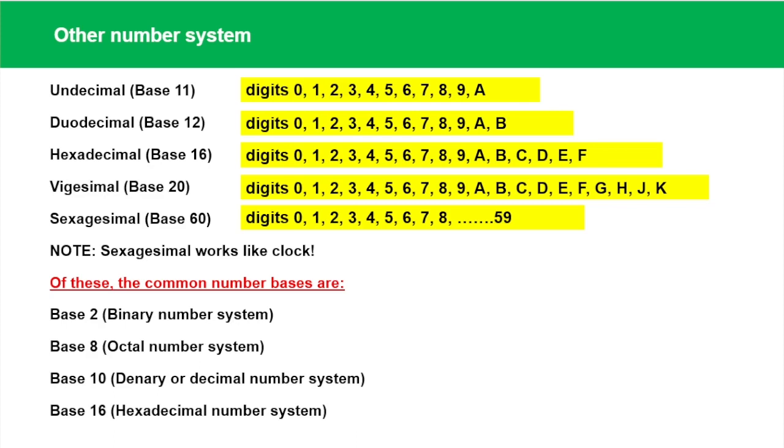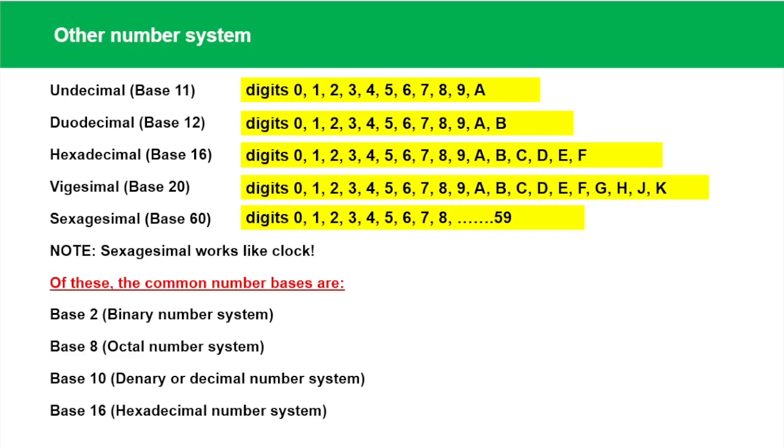This undecimal number-based system uses 11 digits, beginning from 0 up to 10. But here, 10 is represented with letter A. The duodecimal number-based system uses 12 digits, and those digits include 0, 1, 2 up to 11. And here, letter B represents 11. In the hexadecimal number-based system, it uses 16 digits from 0 up to 15, and letter F here represents 15.